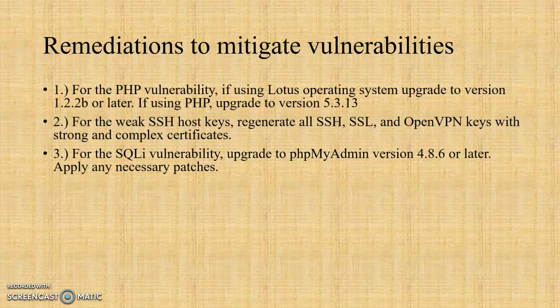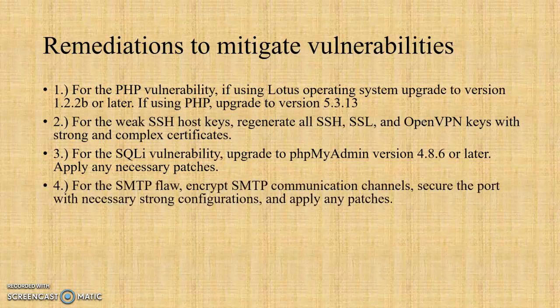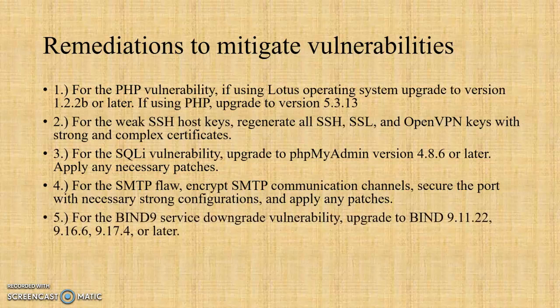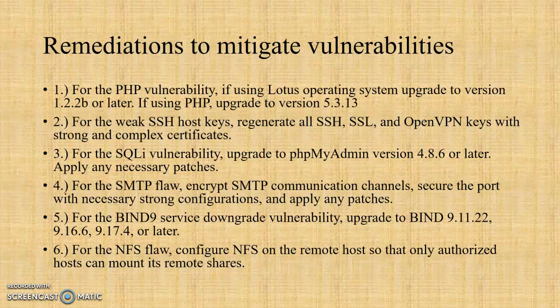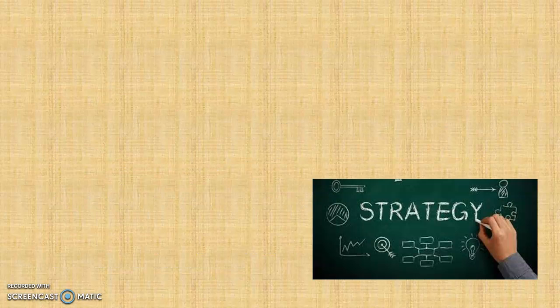Apply necessary updates. For the SMTP flaw, encrypt SMTP communication channels, secure the port with necessary strong configurations, and apply any patches. For the BIND9 service downgrade vulnerability, upgrade to BIND 9.11.22, 9.16.6 and 9.17.4 or later. For the NFS flaw, configure NFS on the remote host so that only authorized hosts can mount its remote shares.